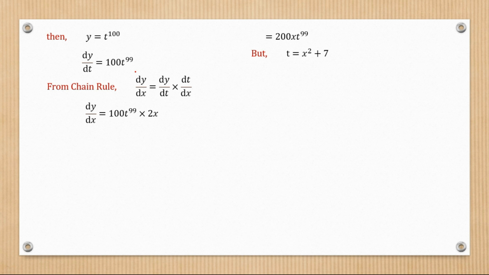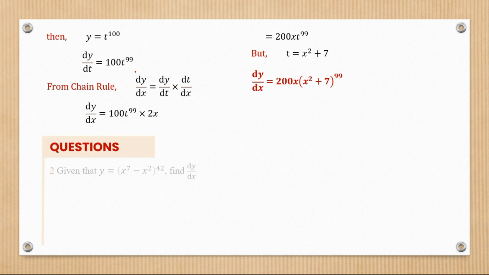But remember, originally we did not have a t in our calculation, so we're going to represent that t by the value it actually represents. So remember that t is equal to x squared plus 7. Therefore dy/dx shall be equal to 200x(x squared plus 7)^99, and that's going to be our final answer.